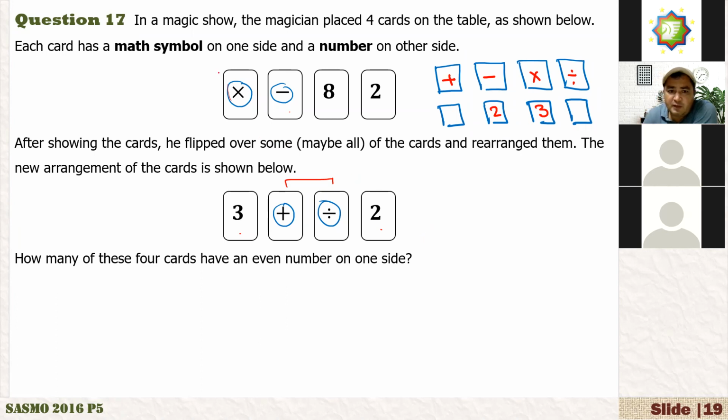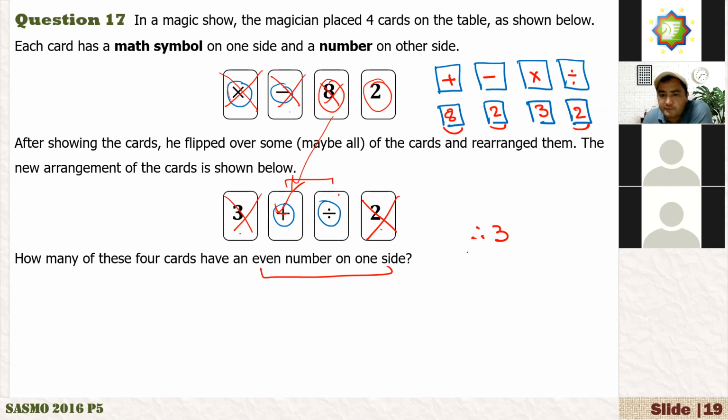So now this multiplication is already used. Behind this, we have 3. And behind this, we have 2, right? So that means that behind this 8, it must be plus. Done. And that means that behind this 2, it must be division, right? So what is the question? How many of these cards have an even number on one side? It is 8, 2, 2. So the answer is 3.